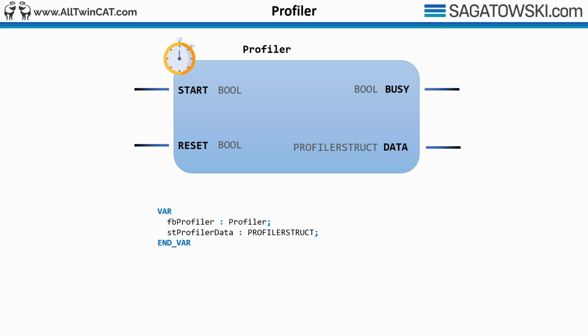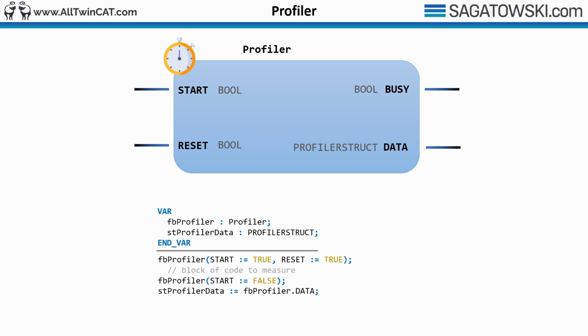To use the function block, simply create an instance of it and optionally a variable to store the result. Then to execute it, start it with the rising edge of the start boolean and finish the measurement with the falling edge of the start boolean. Put the actual code that you want to do the time measurement of between these 2 lines of code. Let's play around a little bit with this function block now.